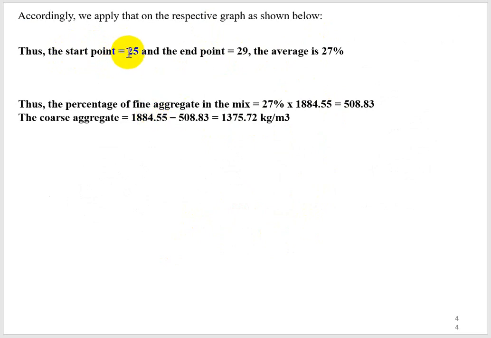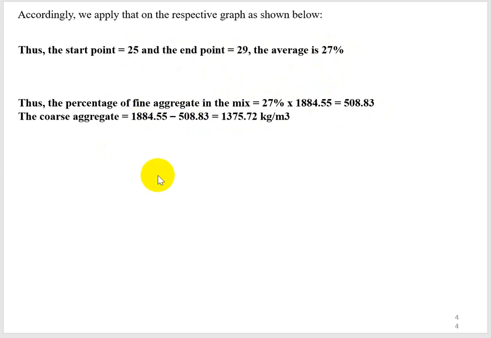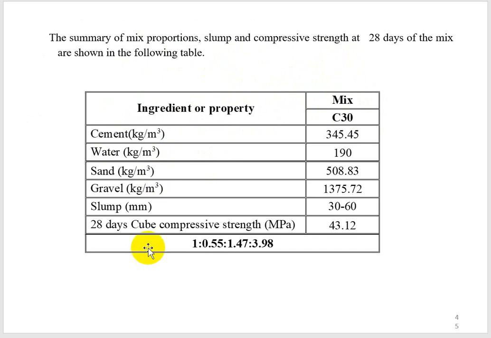In our case, the start point approximately is 25 and the end point approximately 29. So the average of it is 27. Once we get that, then we could get the proportion of the fine aggregate, and afterward then we get the coarse aggregate by subtracting the fine aggregate from the total aggregate. So there you have it.